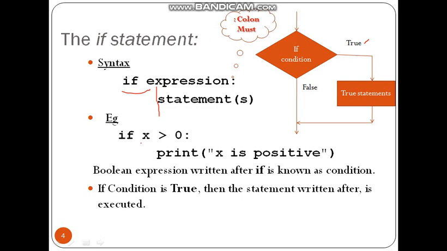So look at this example, if x greater than 0, this is the condition. After that a colon is a must, you have to put this colon. Then there is only one statement coming under this if, that is print x is positive. That is the statement that is shifted to the right. You can put brackets around the condition if you want. So based on this condition, it is determined whether the statement needs to be executed.